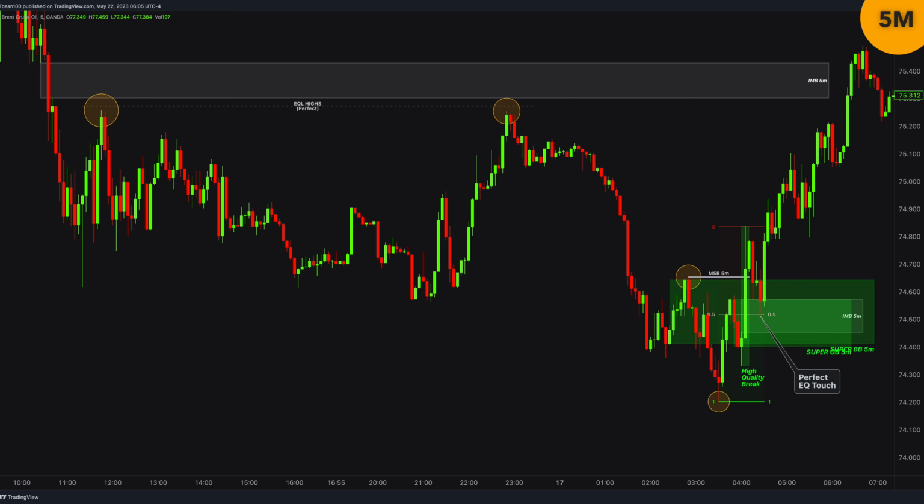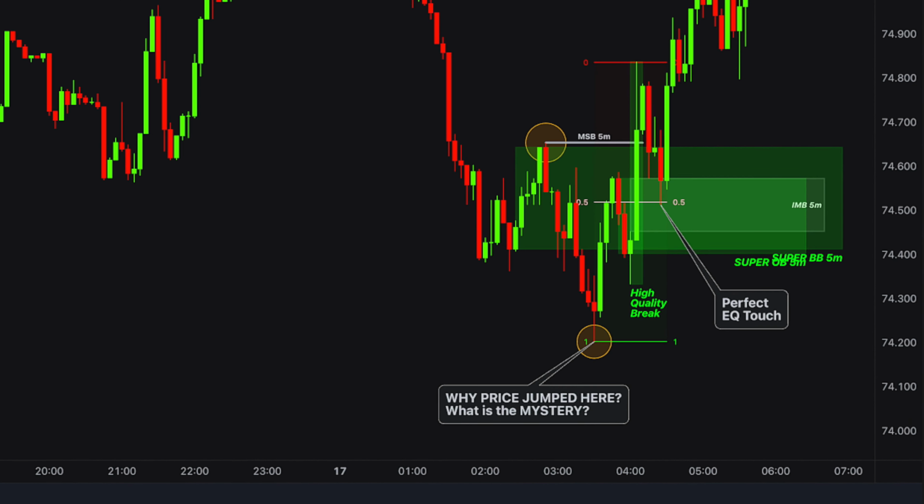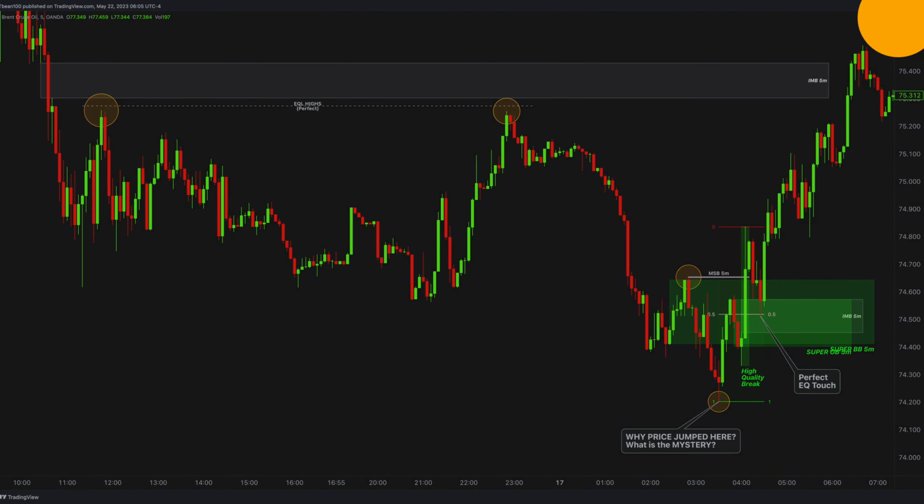Okay, let's work on reverse engineering. This structure and MSB are in the 5-minute chart. I can find thousands of useless market structure breaks in any chart. Why does the price react here exactly at the 74.2 price level? What is the mystery here?